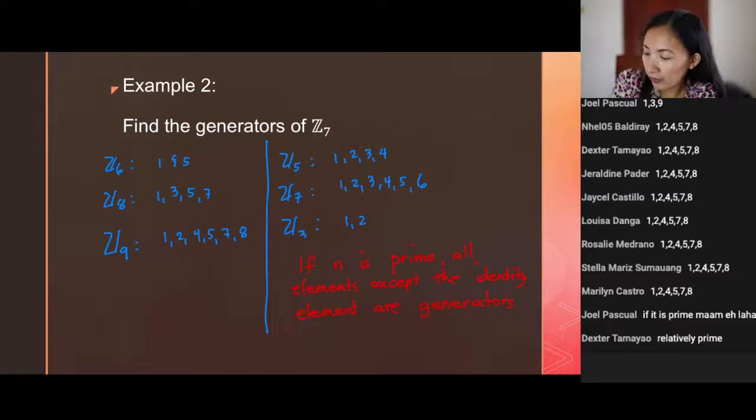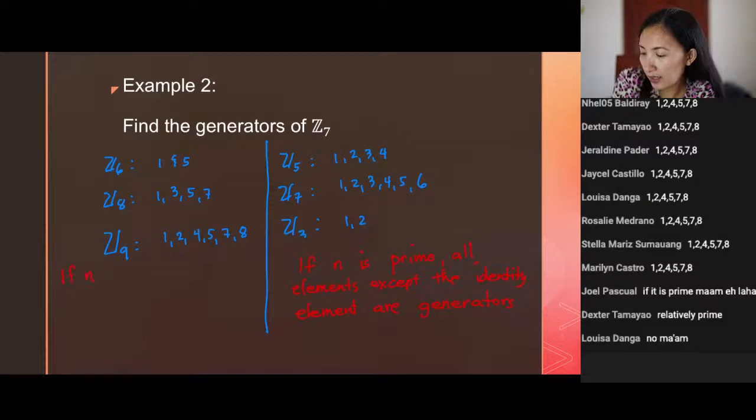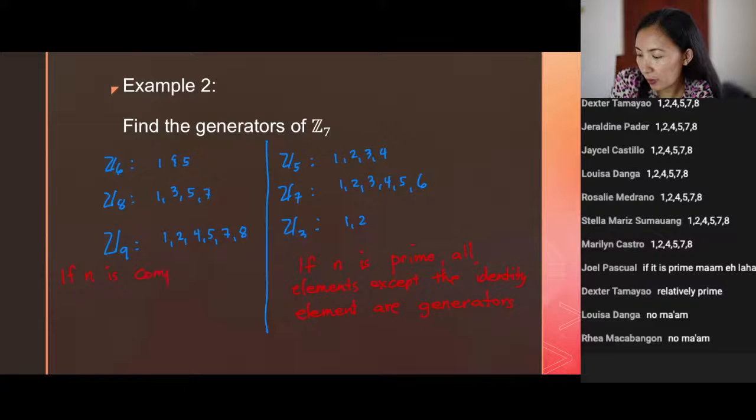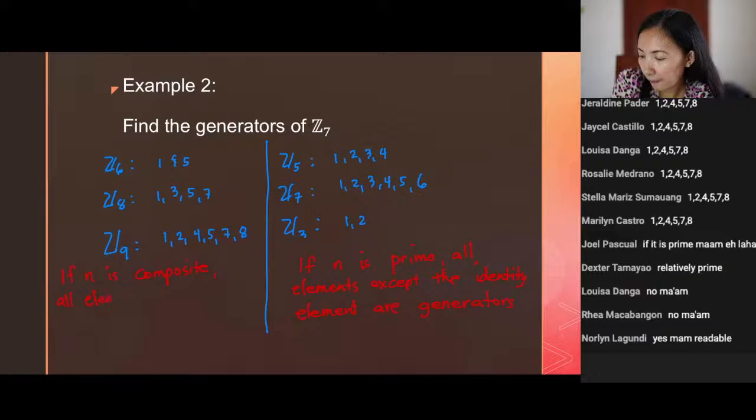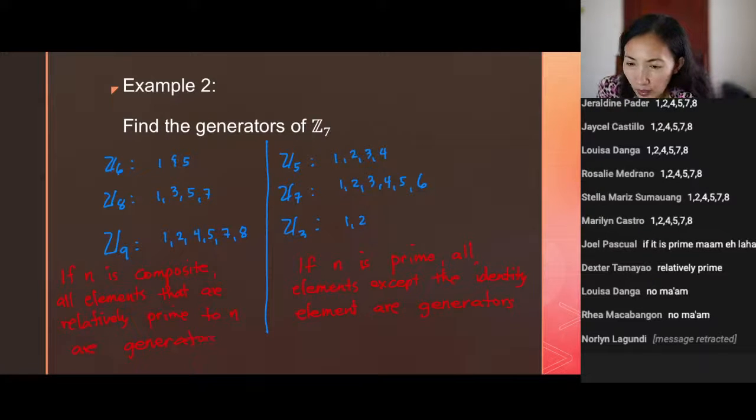Okay? So, if n is composite, means more than 2 factors, ano? Okay? All elements that are relatively prime to n are generators. Ay, no daw, hindi mabasa. Sorry, sulat ko na lang. Sulat natin. Importante pa naman ito.